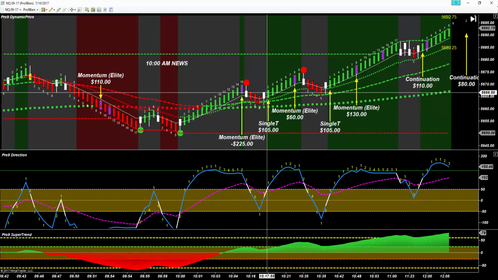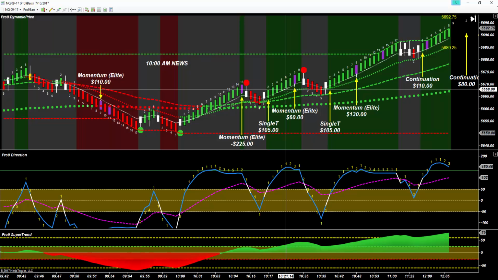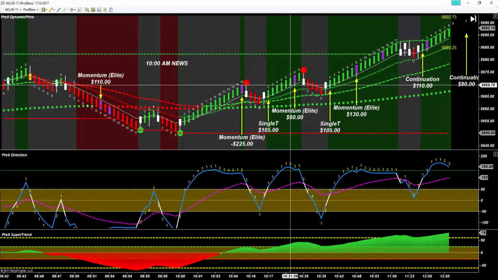Then we have a single T long. This one hits profit target at the close of bar 4, can begin trailing at the low of the previous bar at the close of bar 6, adjusting to the low of bar 7 and getting stopped out by this tail here on bar 8, which does let us hop in on another momentum trade.